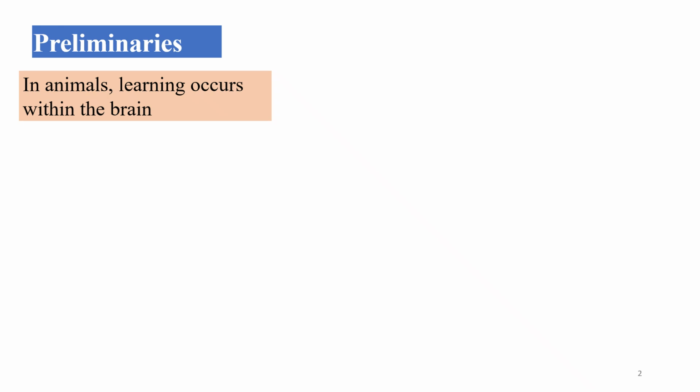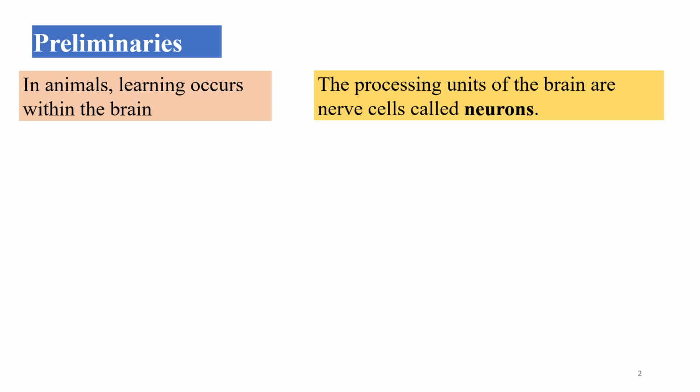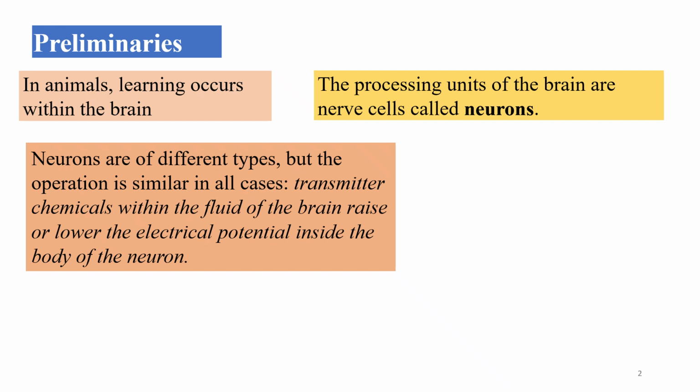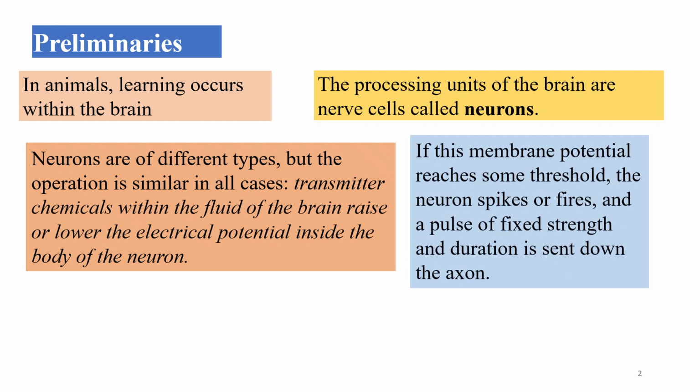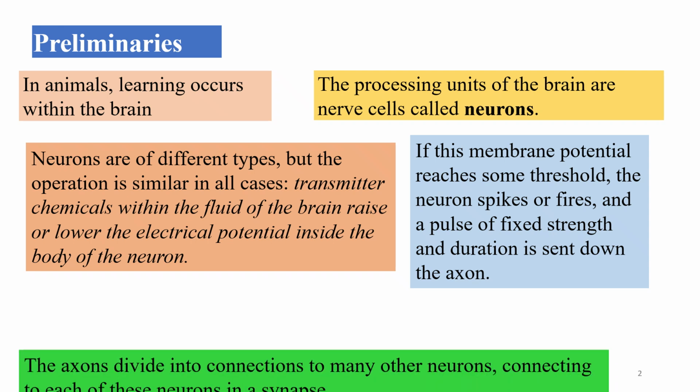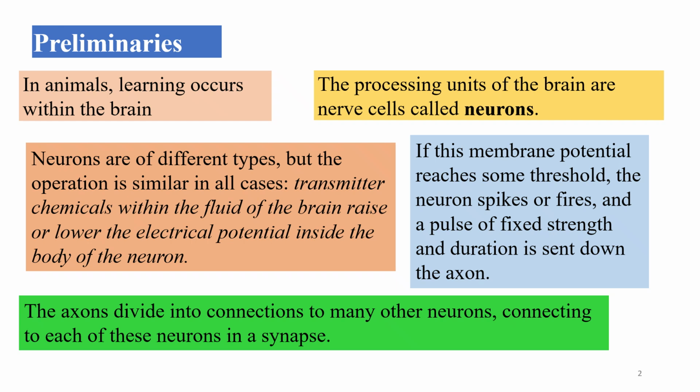So in animals, learning occurs within the brain and the processing units are the neurons. These can be of different types, but operation is similar. We have the transmitter chemicals within the fluid of the brain, which raise or lower the electrical potential inside the body of the neuron. And based on this, if it crosses a threshold, the neuron spikes or fires, and a pulse of sudden fixed strength is sent. The axons are connected to other neurons.